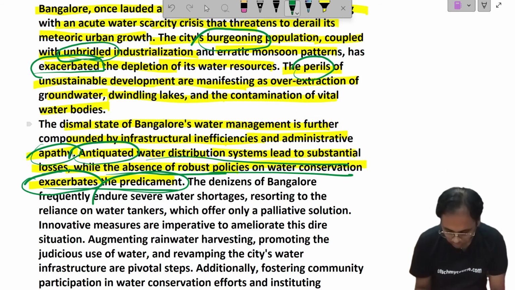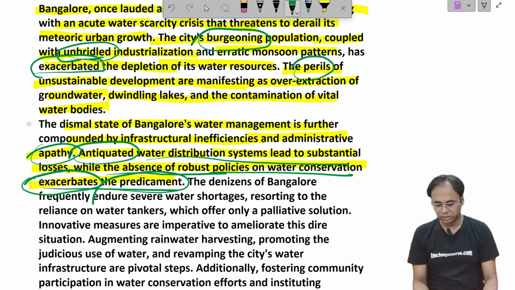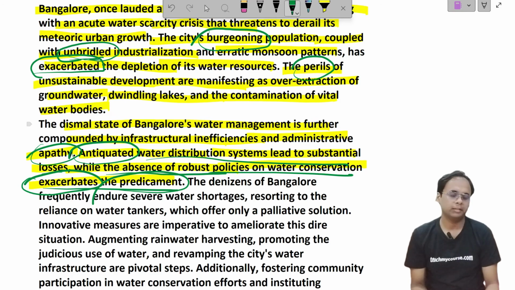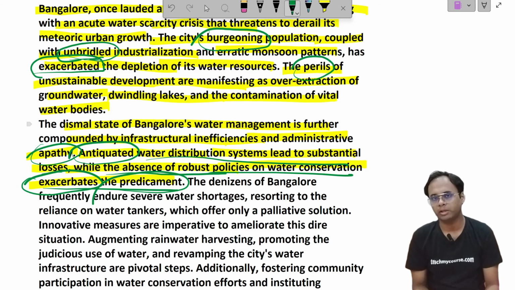So the reading comprehension is obviously criticizing the water policies of the administration in Bangalore. The water scarcity problem is already very serious, and the administration does not have good enough policy in order to save water.